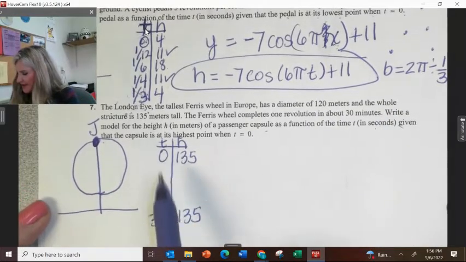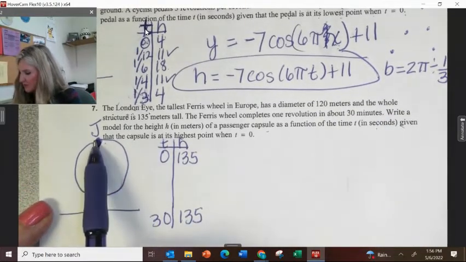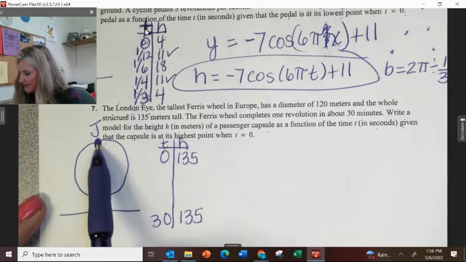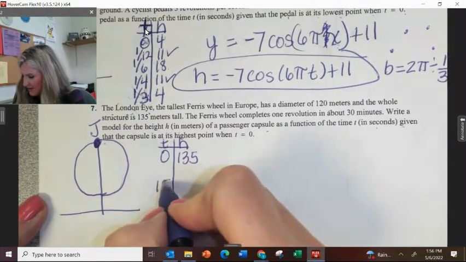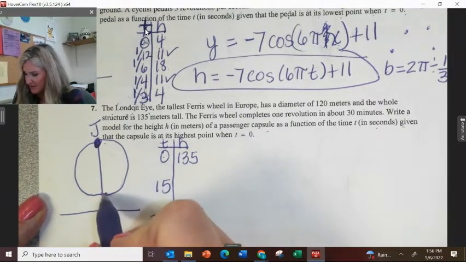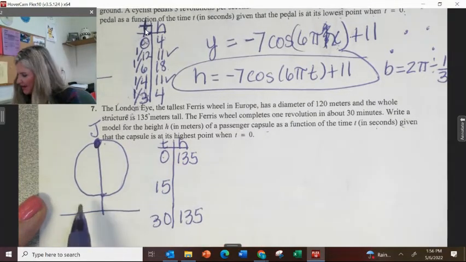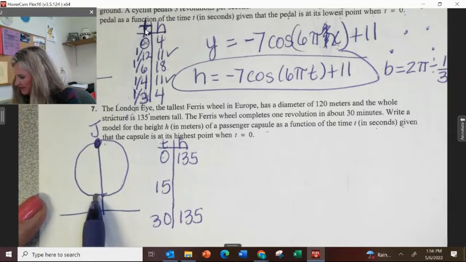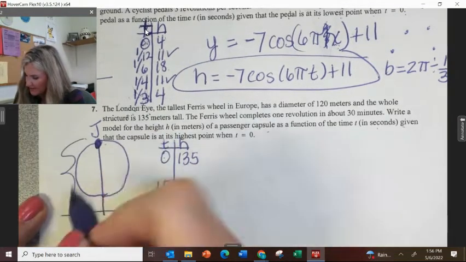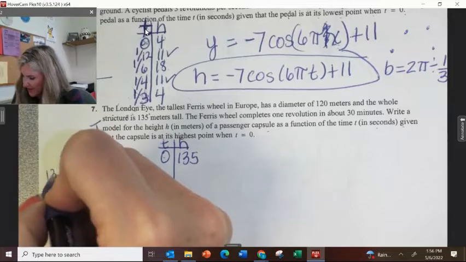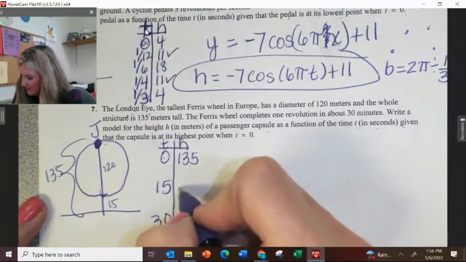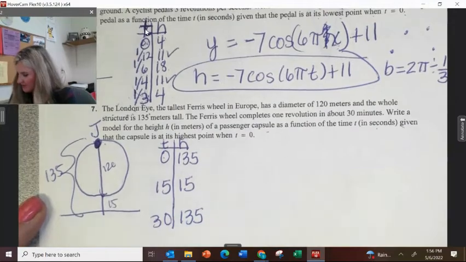Okay, so we got that. So he's at his highest point here. He's back to his highest point at 30 minutes. Okay, what's going to happen halfway between the beginning and the end? Where's he going to be? He's going to be at the bottom, isn't he? So how high off the ground is he going to be then? 15, yeah, because this total height is 135, and we know the diameter is 120. Yep, so that's 15. Okay, so he's going to be 15 meters off the ground.